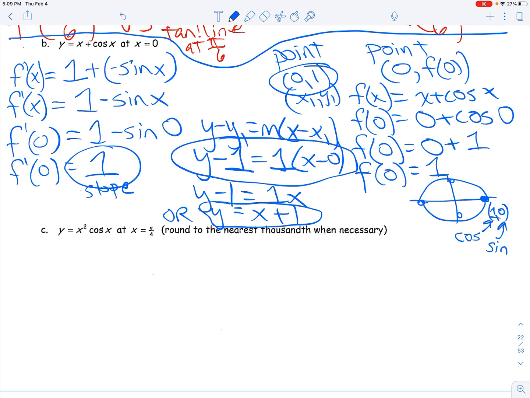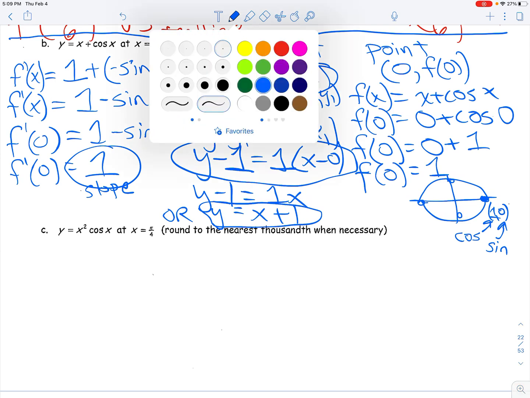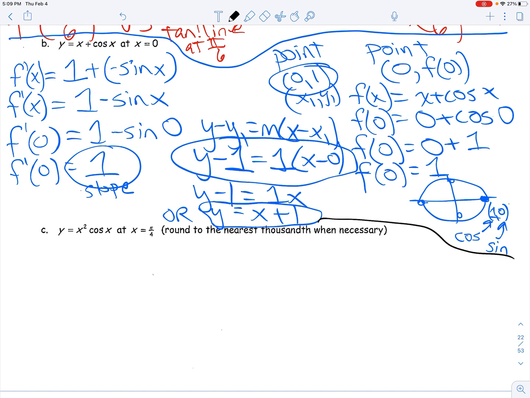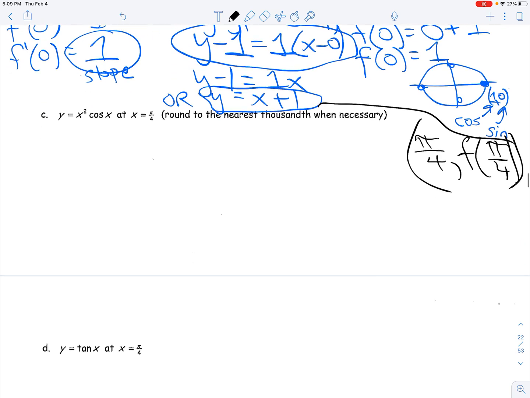All right, so let's take a look at the next one. Part C. It says round to the nearest thousandth where necessary. Wonder what that's all about, huh? At pi over 4 radians. So pi over 4 in for x, out comes the y value. So we'll input pi over 4 into x. Let's see what happens here.